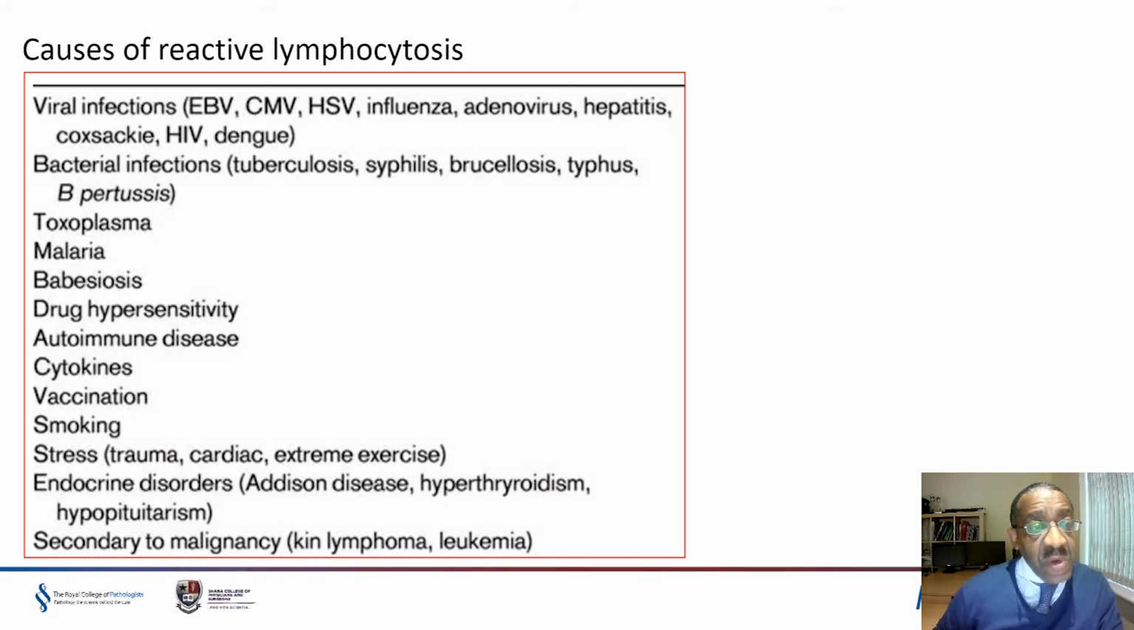Well, if we go back to the basics of lymphocytosis, what you see here is a huge range of causes of a reactive lymphocytosis, commonly infections of various types, but we must not forget disorders such as autoimmune disease, smoking, post-vaccination, and major stress, as well as endocrine disorders, can all cause a reactive lymphocytosis.